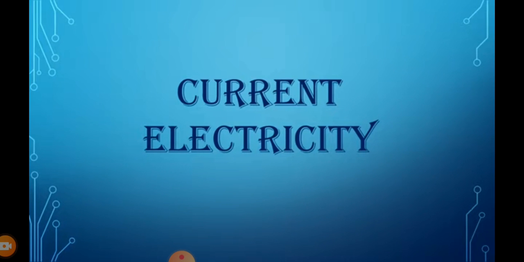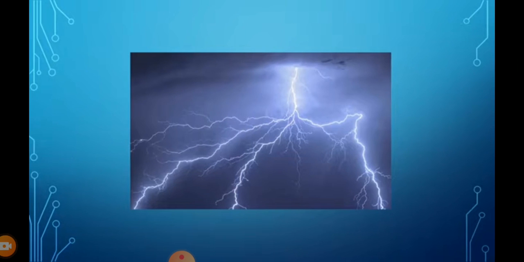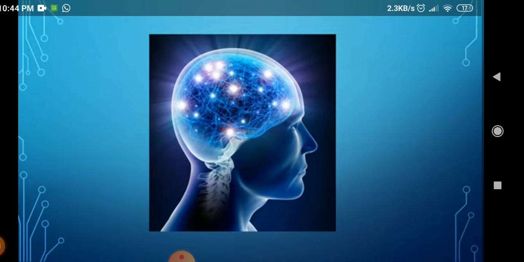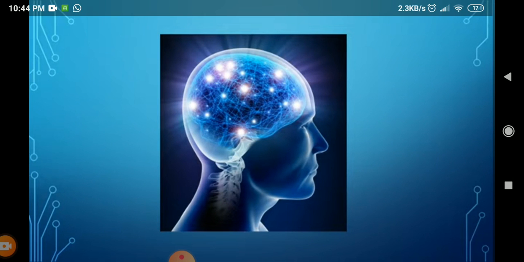Current electricity. A large current flows when lightning takes place from a cloud to the ground. While a sensation is felt by us due to a microscopically small current flowing to the brain.